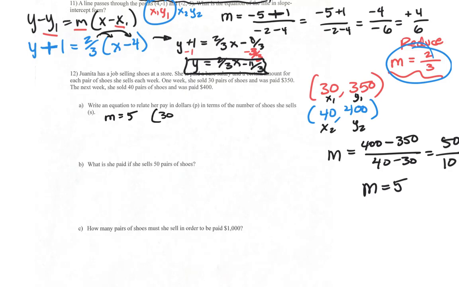30, 350. And I could write that equation using point slope form just like in the previous question. Y minus 350 equals M times X minus 30. So just like the previous two questions, except for Juanita was here. Let's distribute.